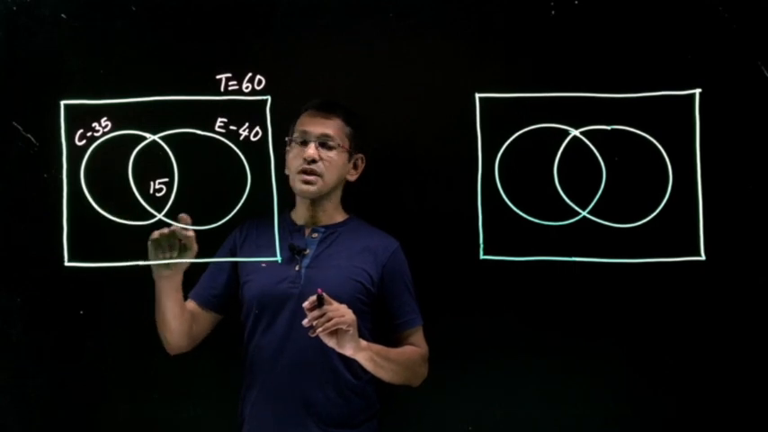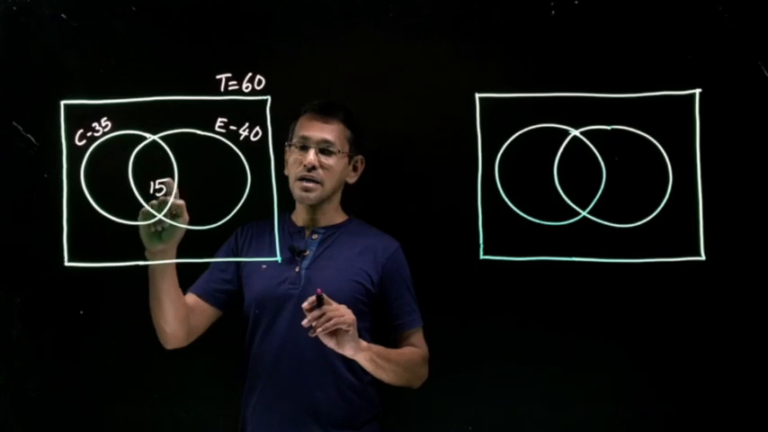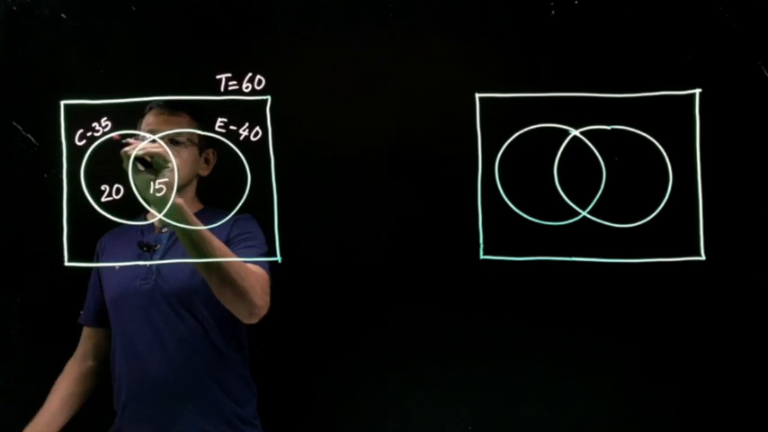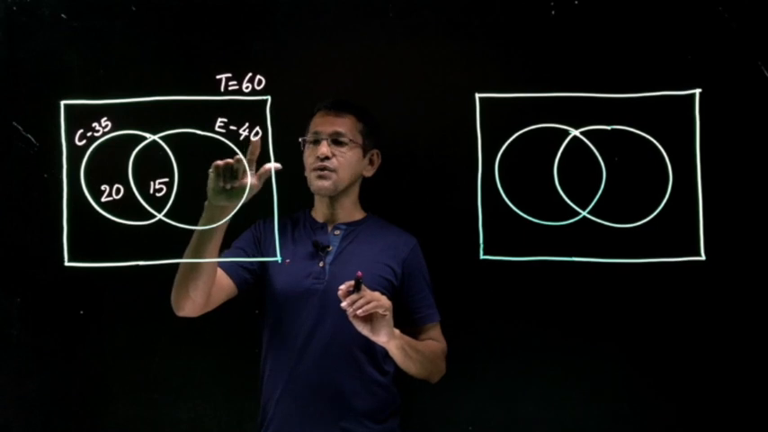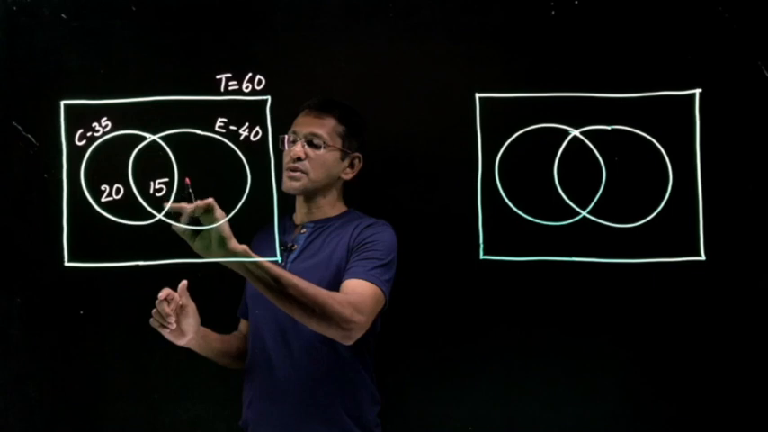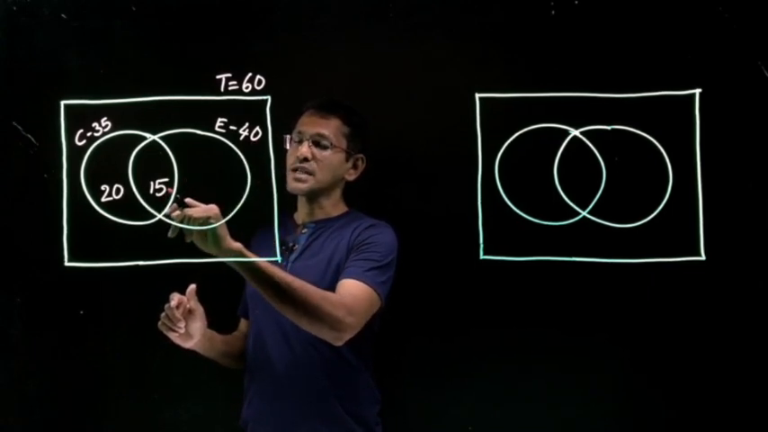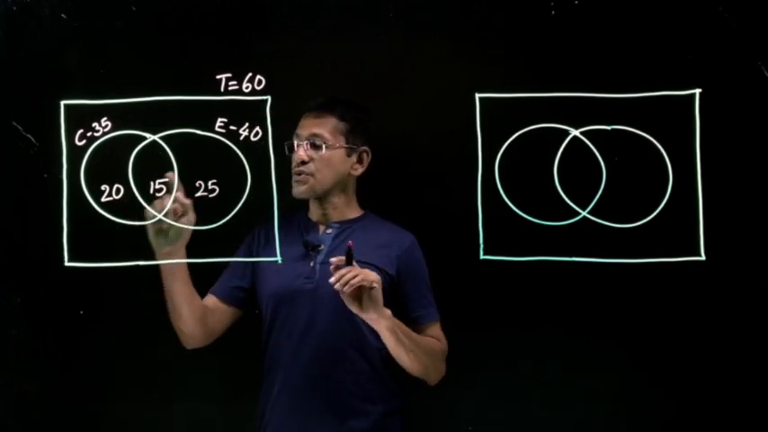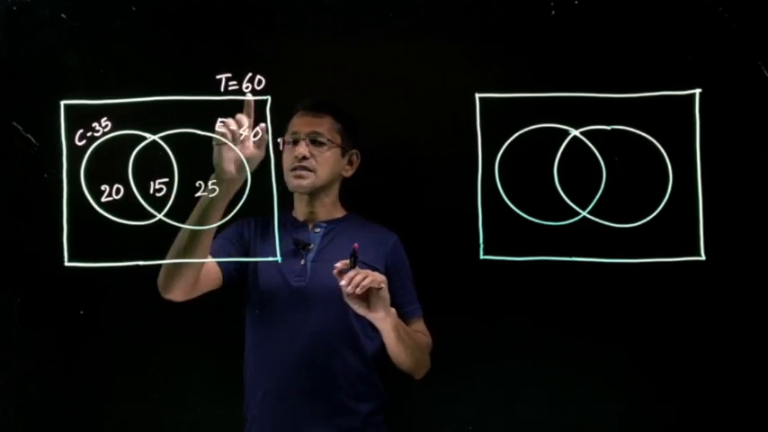The total number of students who passed computer science is 35. Out of that, 15 is already here. The balance is 20. So this total circle is 35. And look at the economics circle. Total is 40. One part of the economics circle, those who passed in economics and computer science, is 15. So the balance in economics is 40 minus 15, that is 25. Now you just count it. 20 plus 15, 35. 35 plus 25, that is 60.